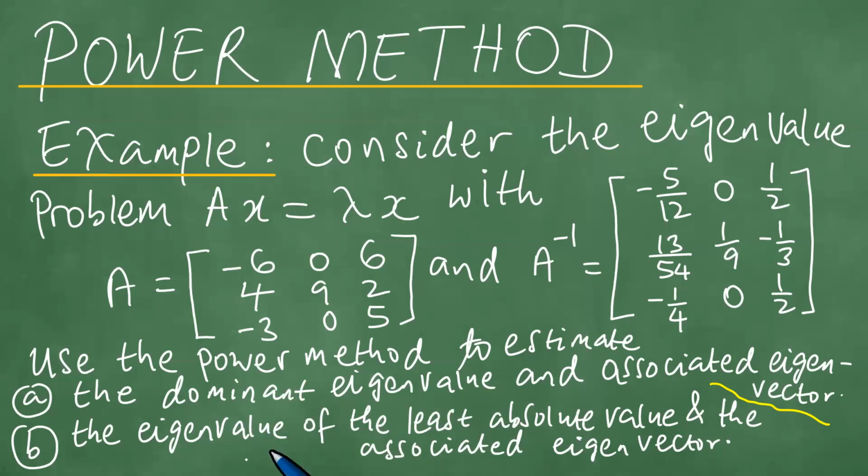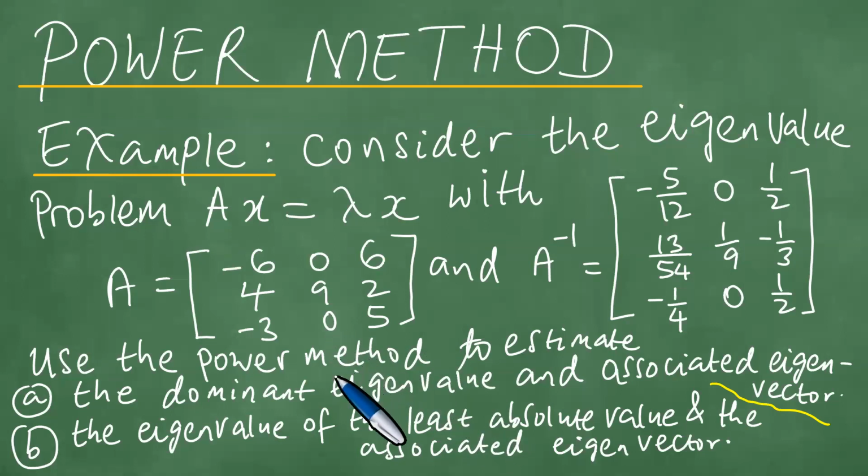And then also we used the power method to estimate the eigenvalue of the least absolute value. So now, in both cases, we estimated the eigenvalue of the least magnitude and the eigenvalue of the least absolute value. Either way, we are then done with this. For the least absolute value, we find the inverse, and we deal with the inverse, looking for the dominant one in the inverse, and then we take 1 over. But for the dominant eigenvalue, we just use the matrix A.